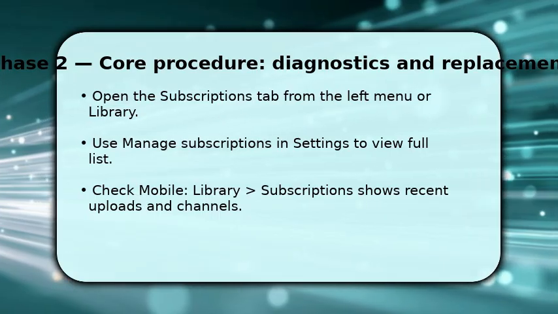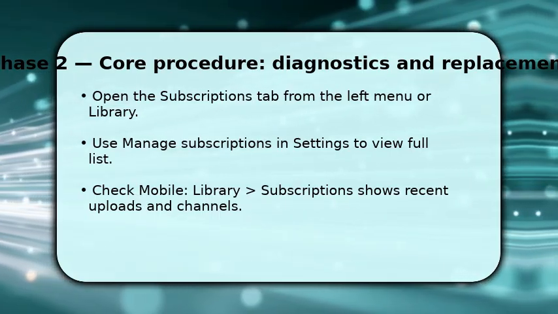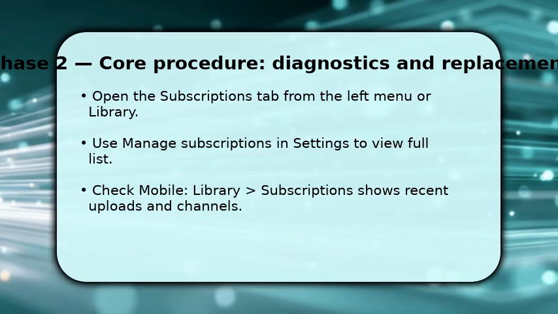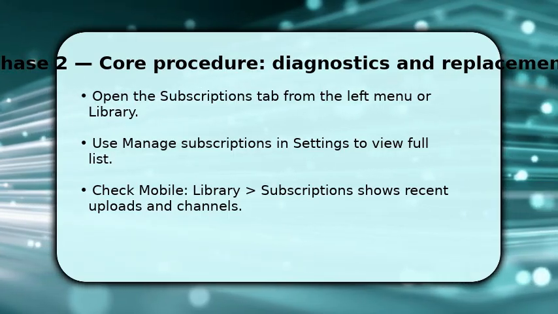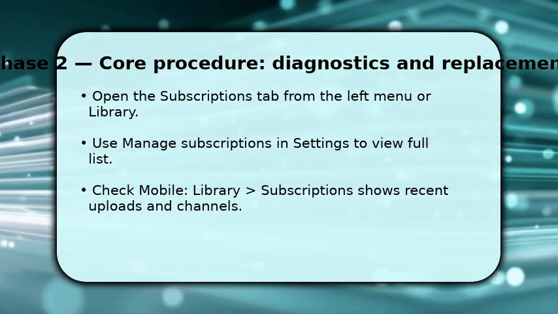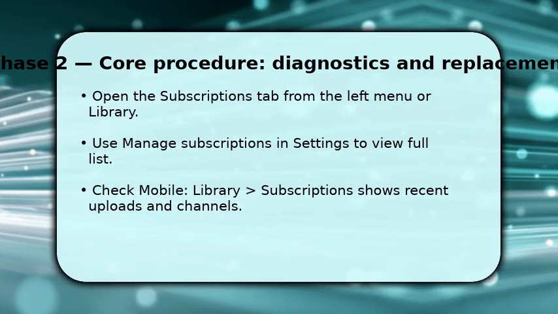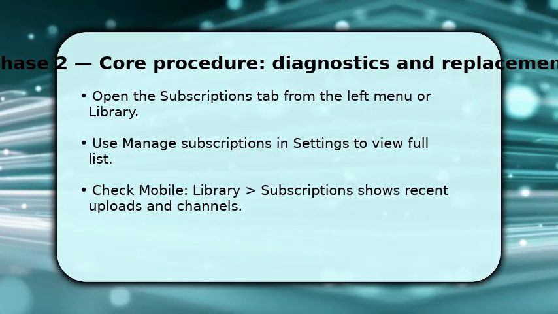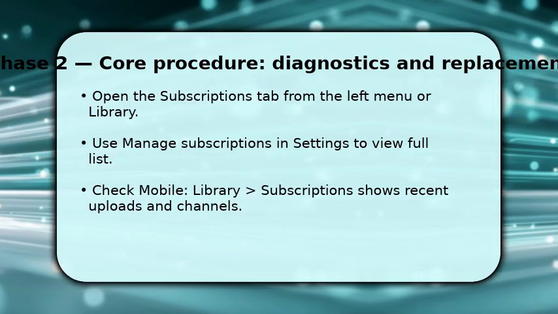On desktop, click Subscriptions, then manage to see the alphabetized list. Mobile uses Library, then Subscriptions. Search or scan that list for the channel name. If it's present, you're subscribed. If it's missing but the channel page showed subscribed, refresh and recheck the signed-in account.